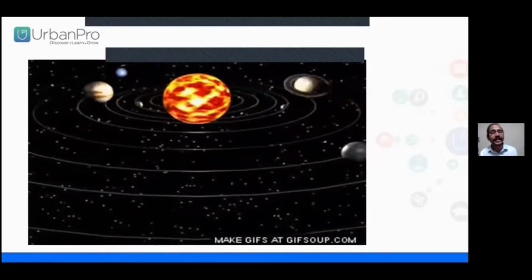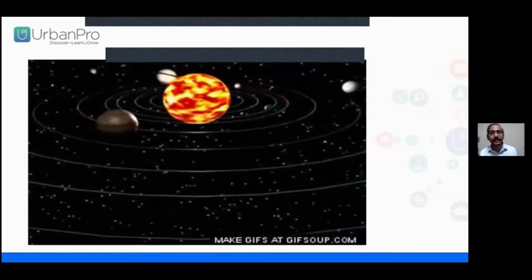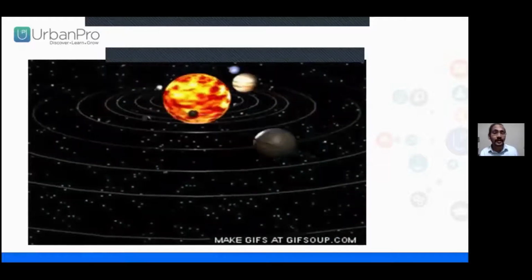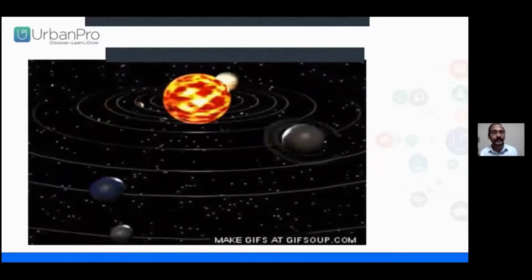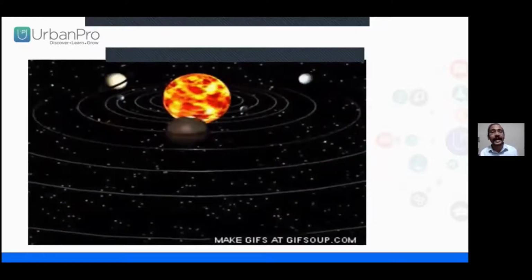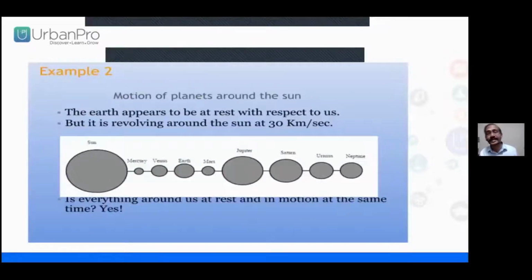We are studying the motion chapter. But one other person, who is on the moon, is observing us. For him, we are moving. So at the same time, a person is at rest as well as moving. The earth appears to be at rest with respect to us, but it is revolving around the sun at 30 kilometers per second. Is everything around us at rest and in motion at the same time?